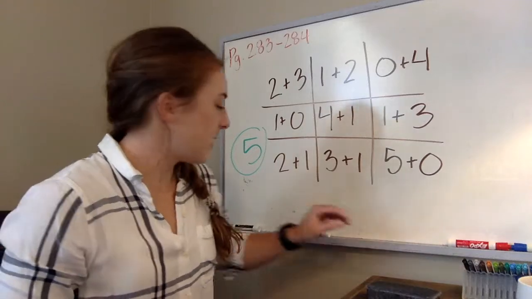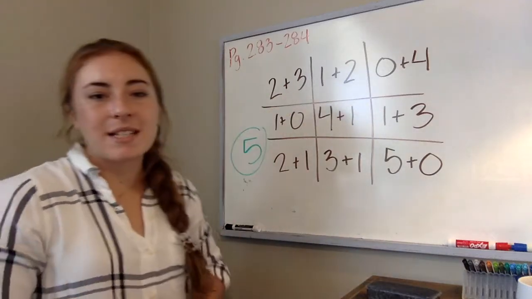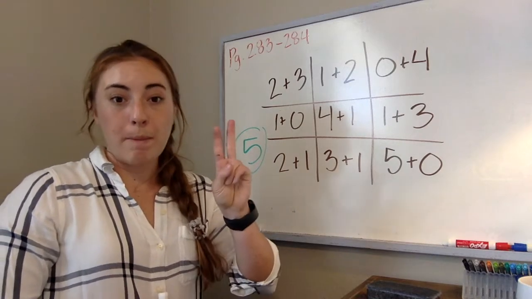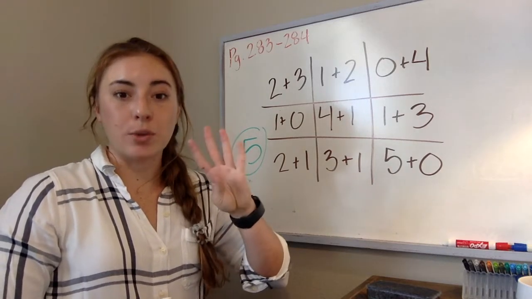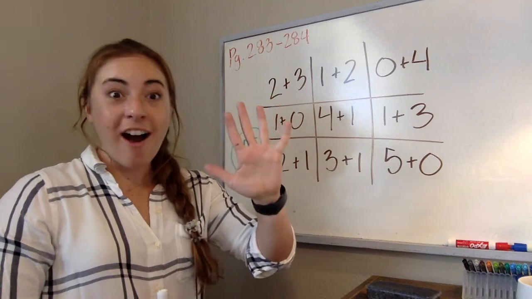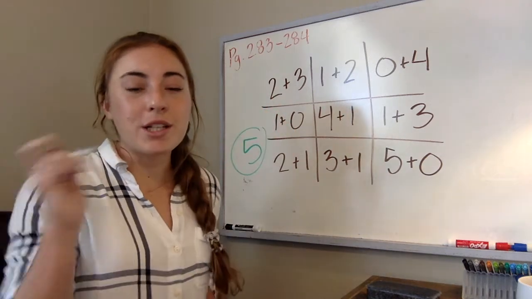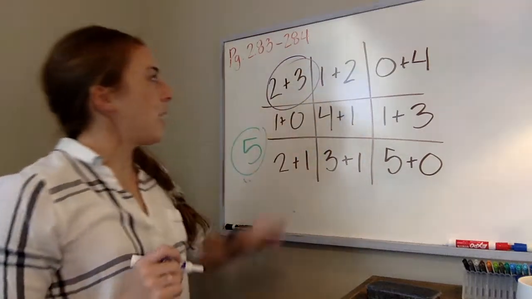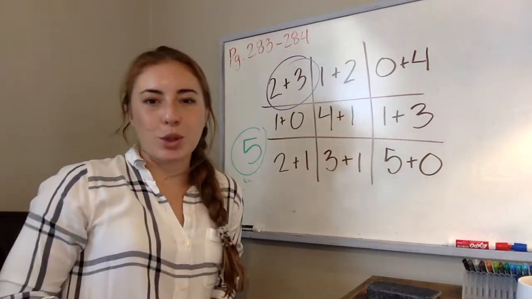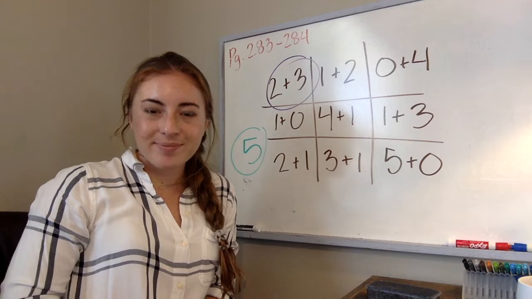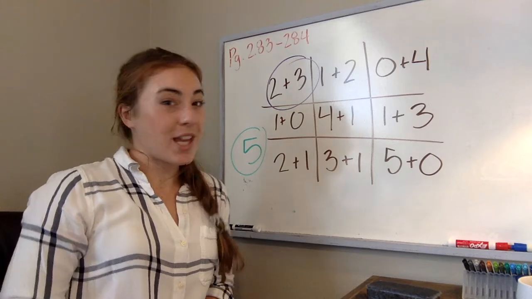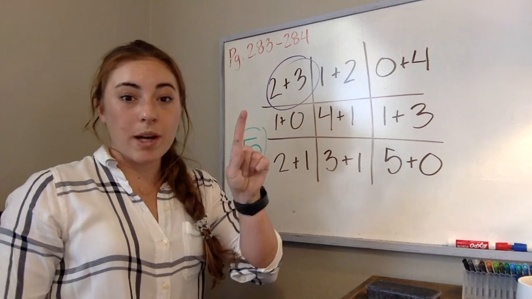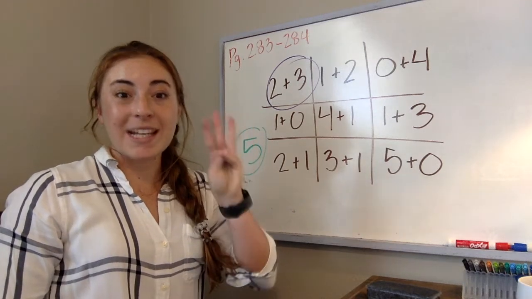So let's think. 2 plus 3. What is 2 plus 3? 2 plus 1, 2, 3. Does that equal 5? It does. So we're going to circle it. What about 1 plus 2? Does that equal 5? It does not. 1 plus 2 does not equal 5. 1 plus 2 equals 3.